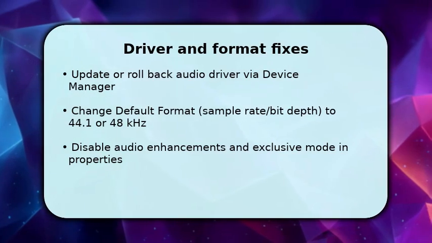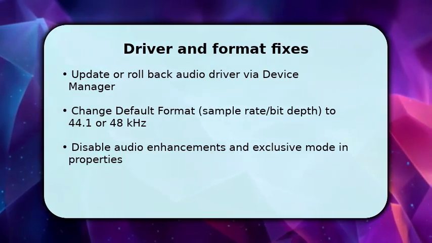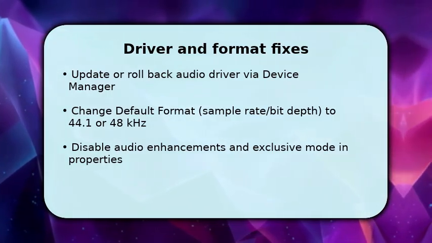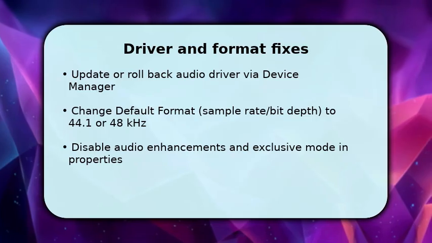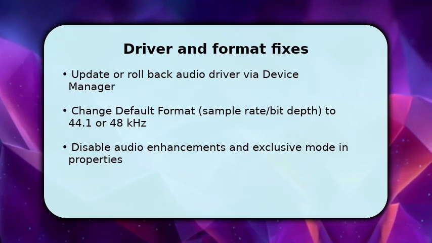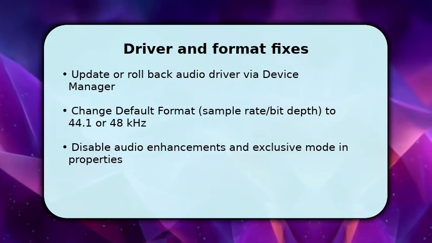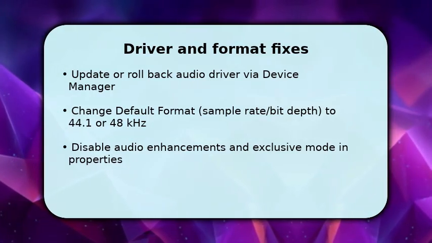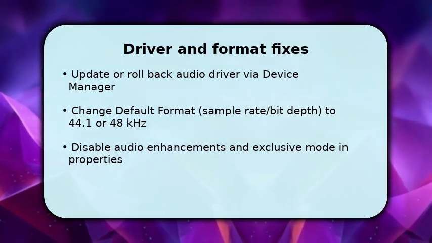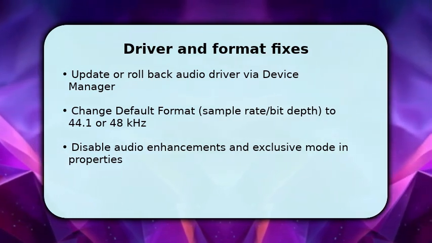Now you tackle drivers and format. Open Device Manager, expand sound, update the driver, or roll back if a recent update caused degradation. After drivers, go to Playback Device Properties, right arrow Advanced, and set default format to 44.1kHz or 48kHz, 16 or 24-bit. Mismatched rates often cause crackling. Make sure to disable audio enhancements and uncheck exclusive mode so apps cannot hijack output. Once these changes are applied, test with multiple apps to verify consistent improvement before proceeding.